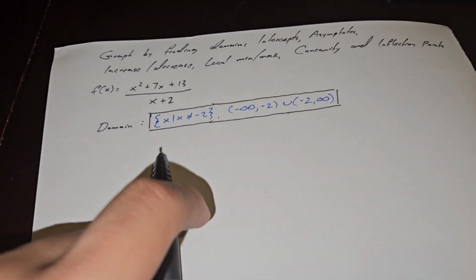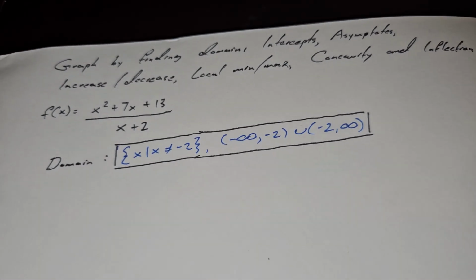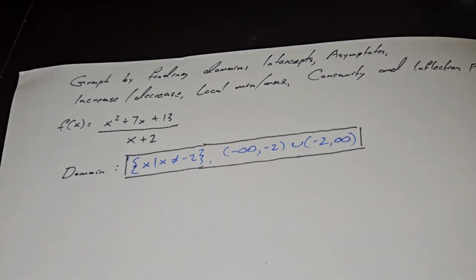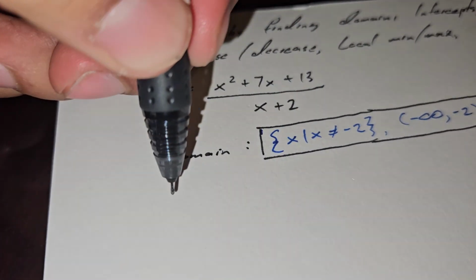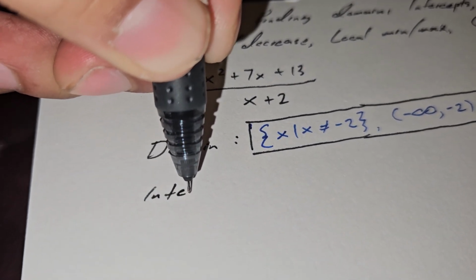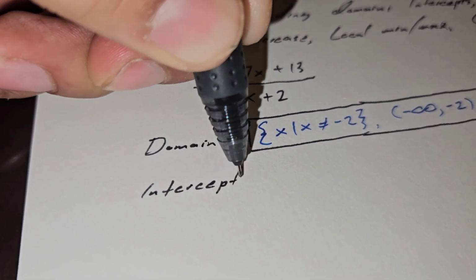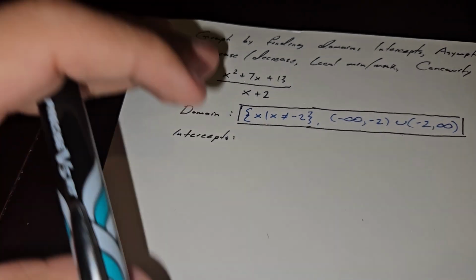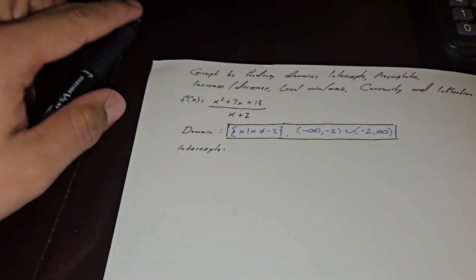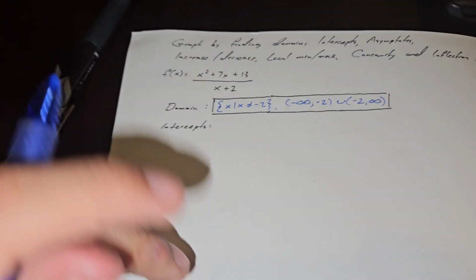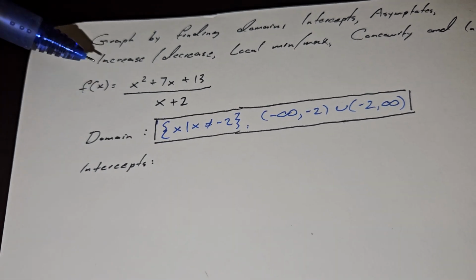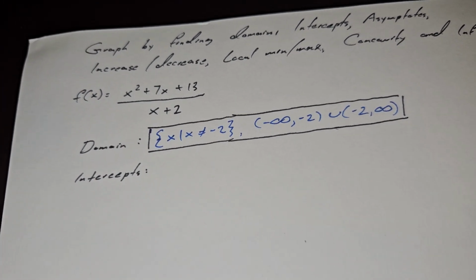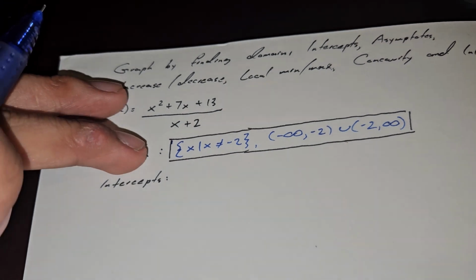So now that we have the domain of the function, what else is it asking for? It's asking for the intercepts. So let's go ahead and find those. And how would we find the intercepts? Let's go ahead and find the y-intercept first. So we're going to have to set x equal to 0 to find the y-intercept. So let's do this right now.